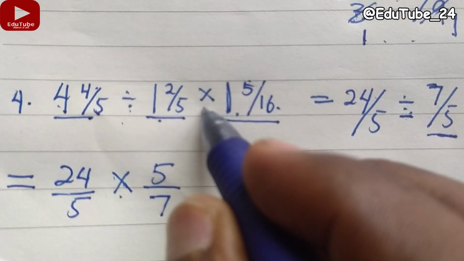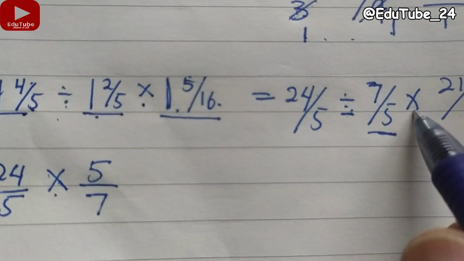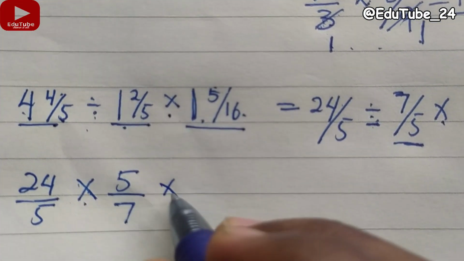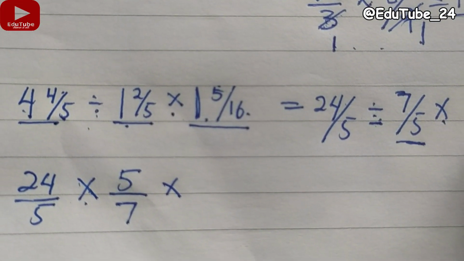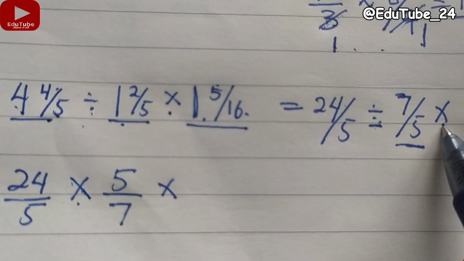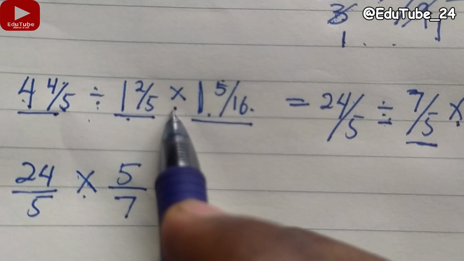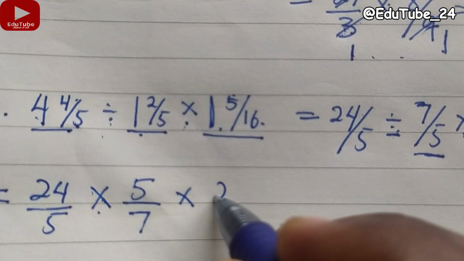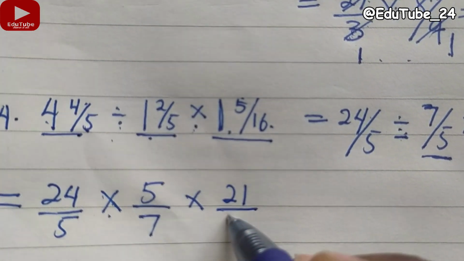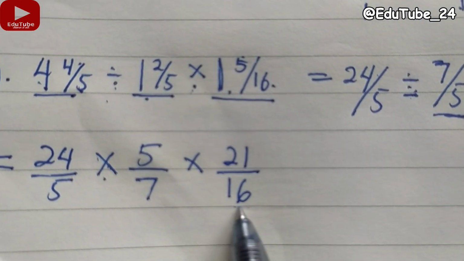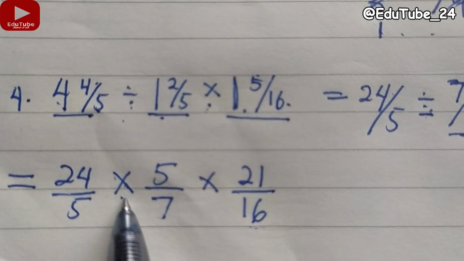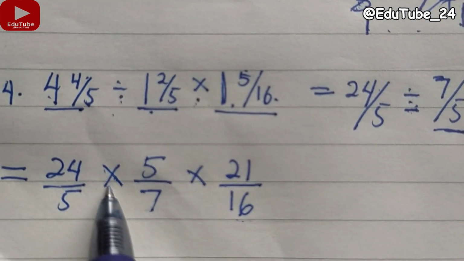Then this is naturally or has already been a times from the onset, so the times remain and the number next to it will not invert because we didn't invert it. It was like that from the onset. So we'll still have 21 out of 16. So no inversion in this, only in this, because the division sign here changed to times.